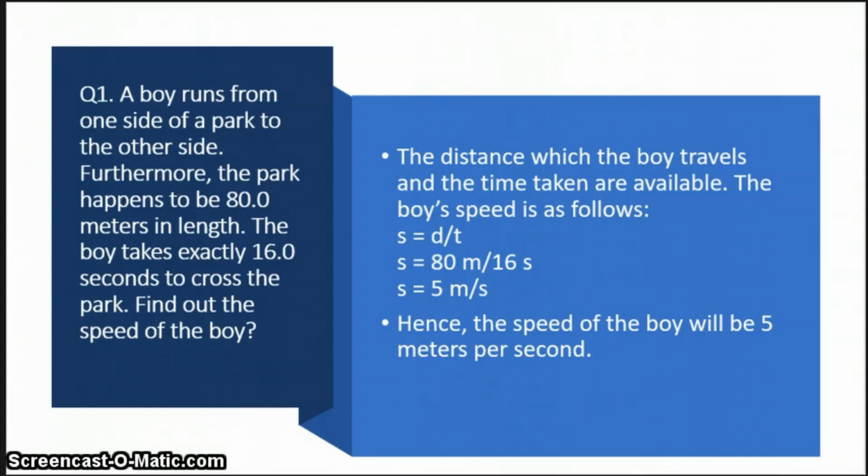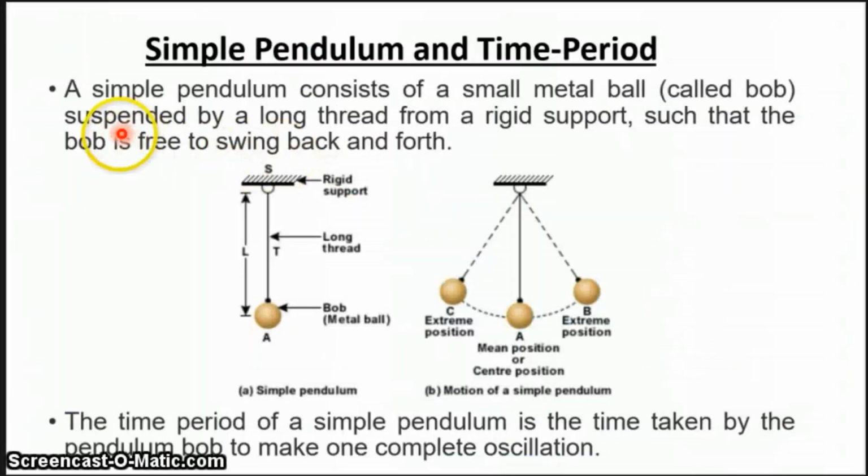In this chapter, we have also studied the simple pendulum and time period. So what is a simple pendulum? A simple pendulum consists of a metallic bob. This is the metallic bob which is suspended by a long thread. This is the thread, and there is a rigid support so that the bob is free to swing back and forth. So this is a simple pendulum.